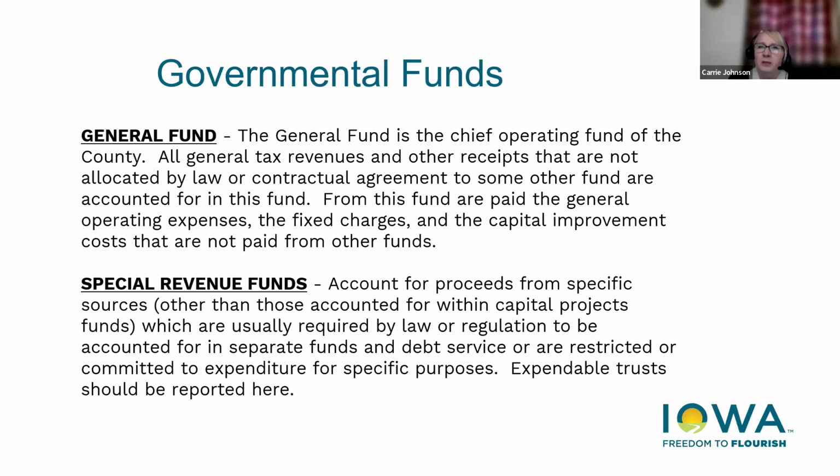So if we talk about governmental funds in a little bit more detail, your largest fund, the most flexible fund that you have, of course, is your general fund. It's your chief operating fund of the county. All your general tax revenues go there. Any types of fees and other types of receipts that are not allocated by law or by contract to some other fund are going to be accounted for in your general fund. And this is where you pay your general operating expenses.